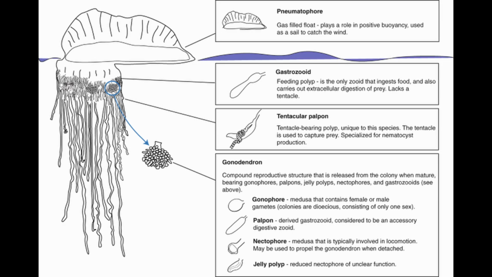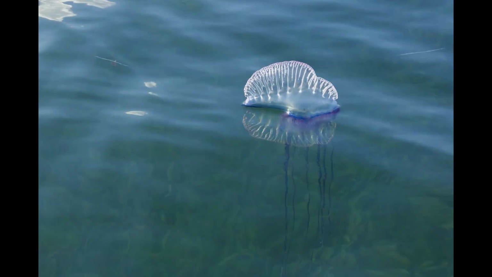Others become gastrozoids. These actually ingest the food and digest it. Some even become part of the nematophore. This is the air-filled sac that allows the man-o'-war to float on the surface of the water. Some of the individuals, however, are lucky enough to become the gonozoids. These are the ones that actually produce gametes. Hence, they are the only individuals in this complex colony structure that get to reproduce.